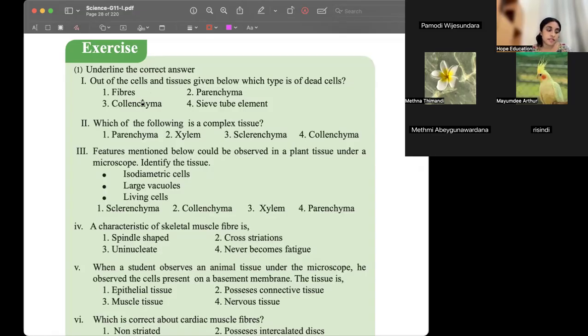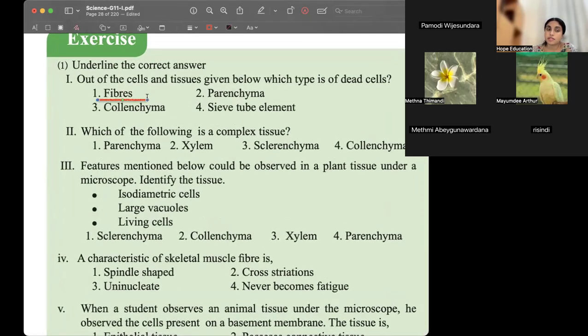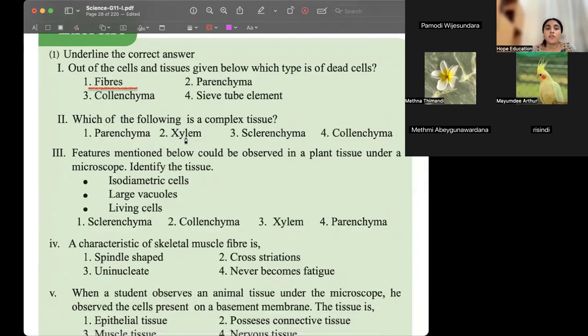Parenchyma is anyways living cells, right? Collenchyma is also living cells. Sieve tube element, even though it has no nucleus, is also a living cell. So fibers are dead.